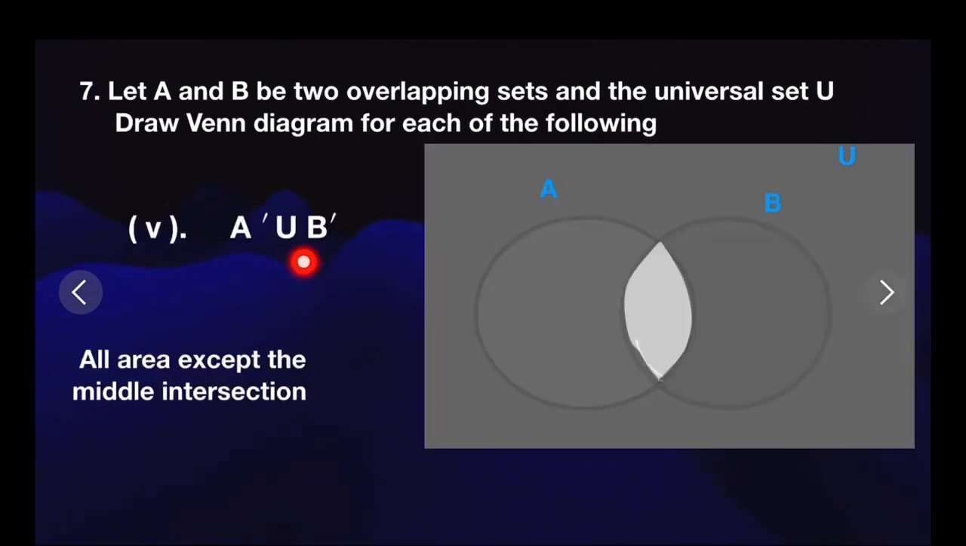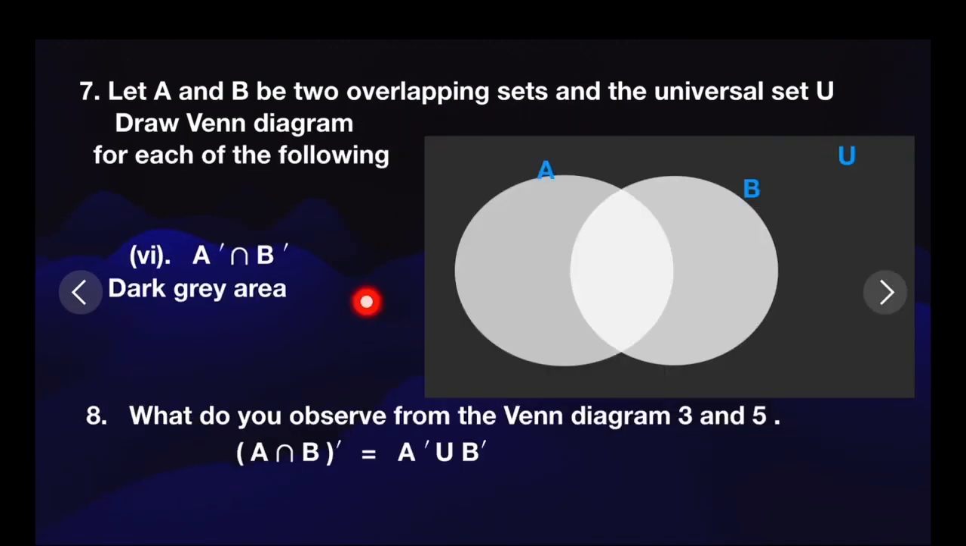Number 5, A dash union B dash. We know what is A dash, the portion outside A. B dash is the portion outside the B. So union of both the portions will give us this portion. We should not shade the middle portion. A dash intersection B dash. So here A dash is outside of A, B dash is outside of B. So the common area for both will be this portion which I have shaded. So this is the Venn diagram.